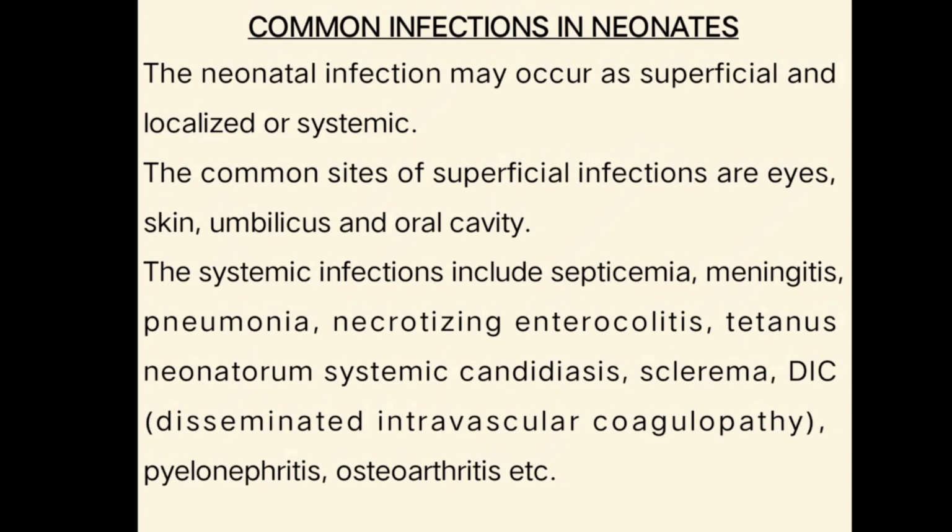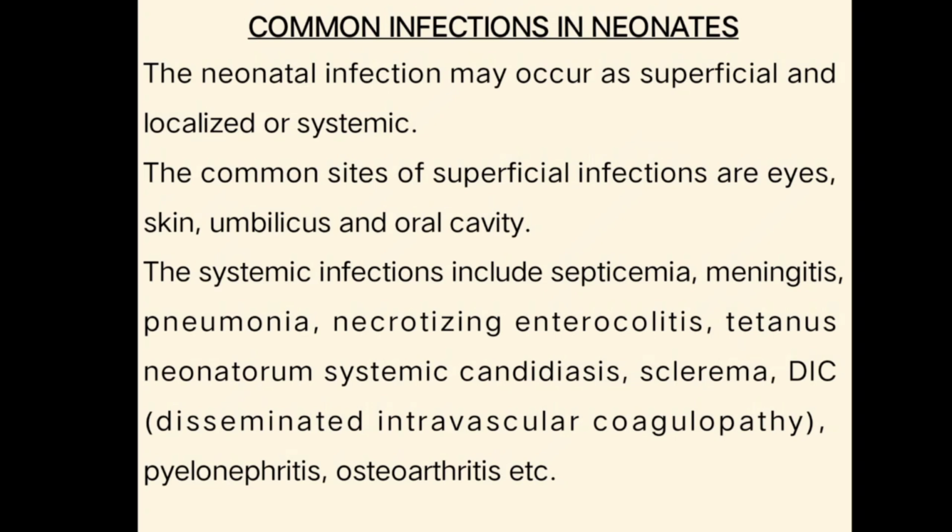Next is disseminated intravascular coagulopathy. That means uncontrolled bleeding and clotting in the newborn. Next is pyelonephritis. Pyelonephritis is a kidney infection. A bacterial infection that causes a urinary tract infection can also spread to infect the kidneys. That's all about the common infections in the neonates.